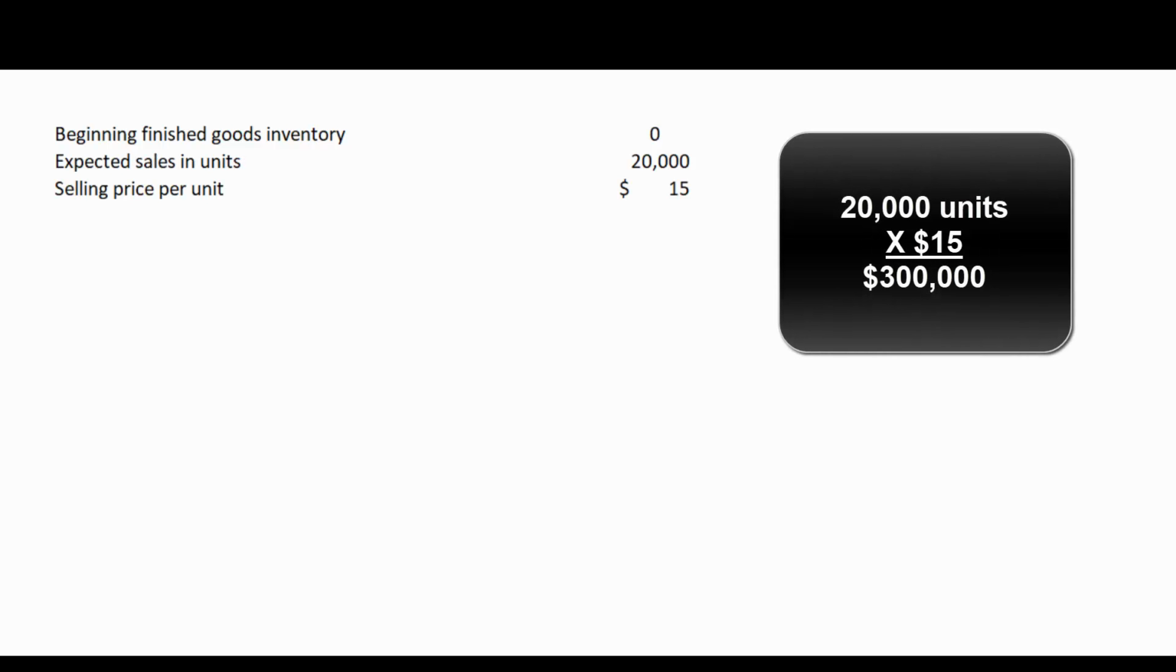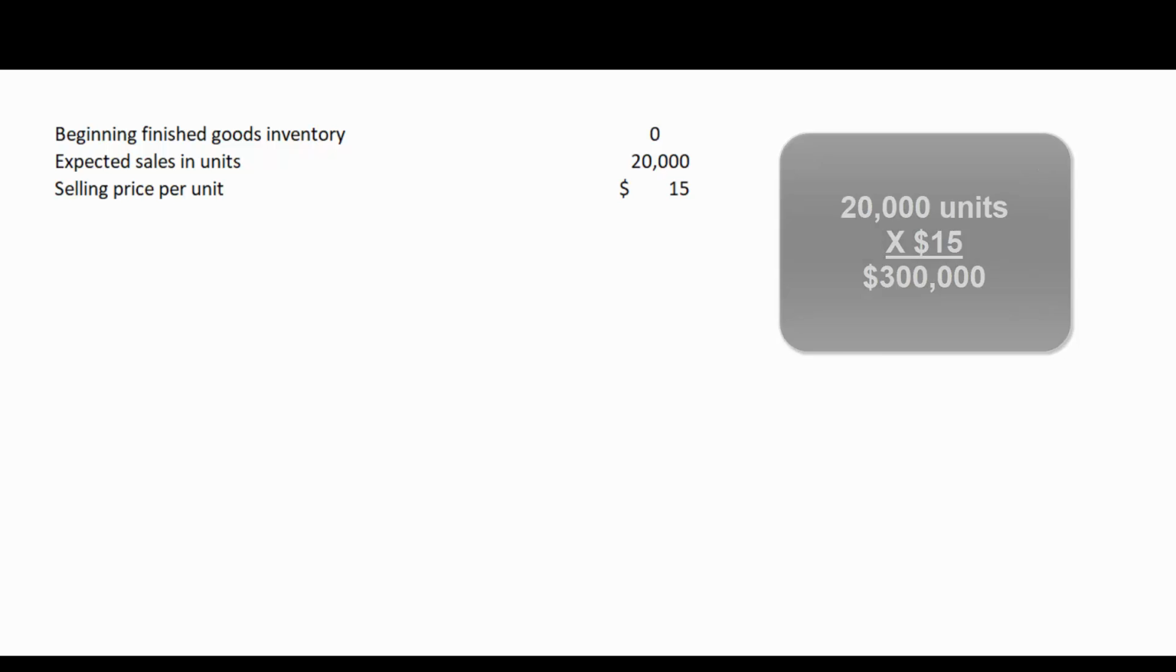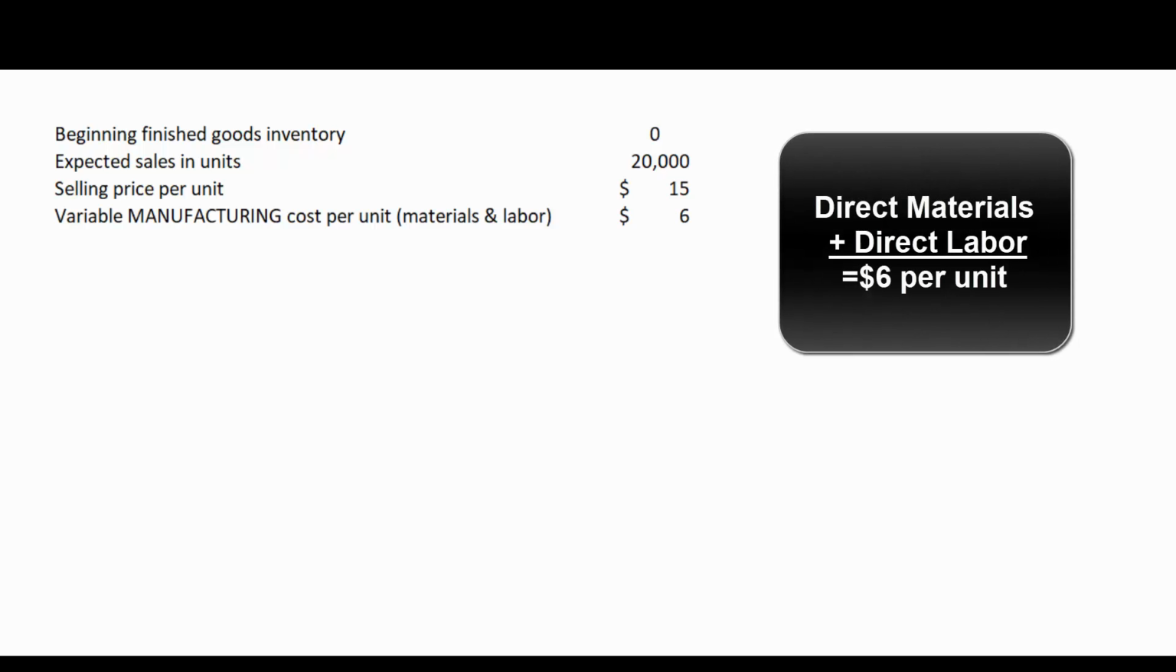Okay, let's do one with numbers now. Suppose we had beginning finished goods inventory of 0. We expect to sell 20,000 units at $15 a unit. In other words, sales will be $300,000. Our direct materials and our direct labor are $6 per unit. So whether we make 1 unit or 10,000 units, it's, let's say, $3 worth of labor and $3 worth of materials. Doesn't matter how that breaks down.